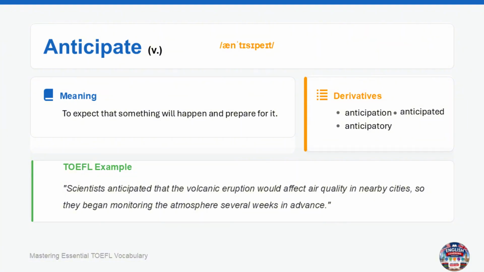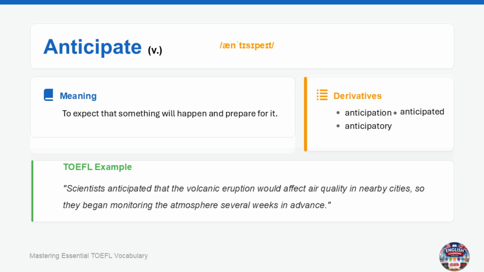Listen carefully. Anticipate. Now, repeat after me. Anticipate means to expect that something will happen and prepare for it. So it's like expecting something before it actually happens? Exactly. Here's an academic example. Scientists anticipated that the volcanic eruption would affect air quality in nearby cities, so they began monitoring the atmosphere several weeks in advance.